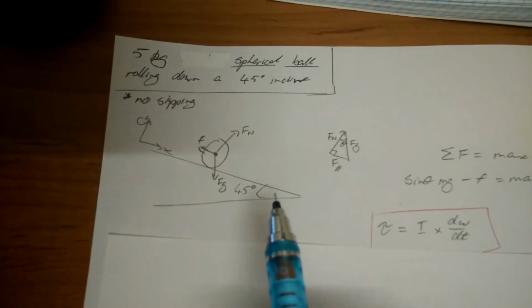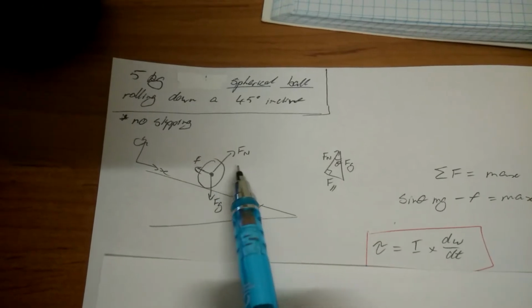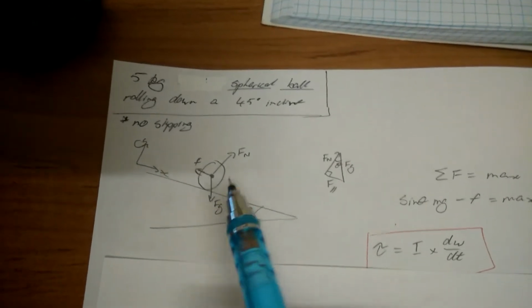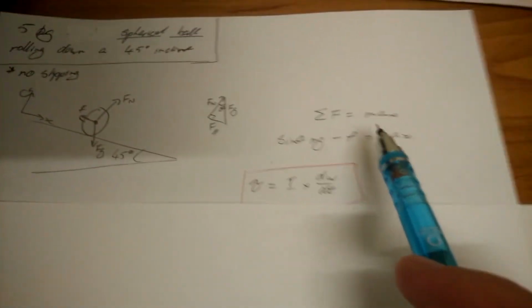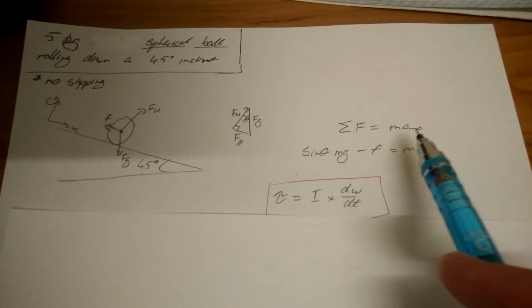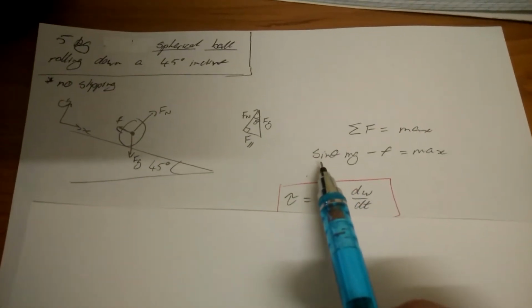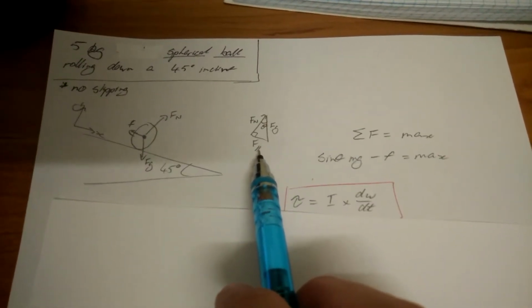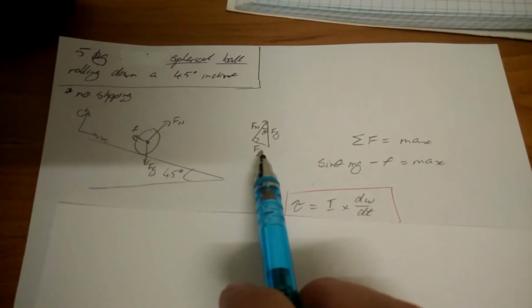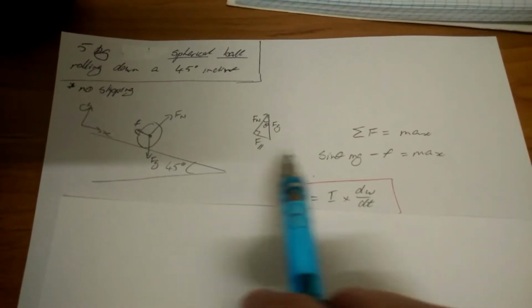So first off, we draw a diagram showing all the forces present. So we have gravity, we have the normal force due to the incline, the surface, and then we have the sum of the forces is the mass times the acceleration of the ball, which is just the final acceleration. And then we have sine mg, which is just the parallel component of the force due to gravity, so that's parallel to the incline. And then we have friction.